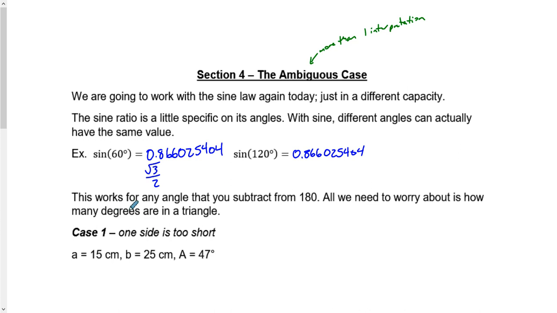Now this works for any angle that you subtract from 180, which means if you're looking at 110, 180 subtracting 110 would be 70. 170 and 10, 140 and 40. Well, all of those come out to be the exact same sine ratios. Not the same for the cosine, but just for sine.